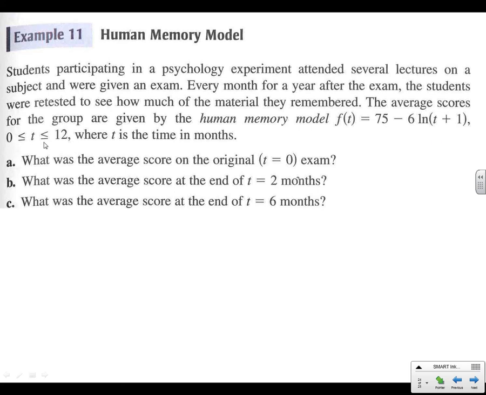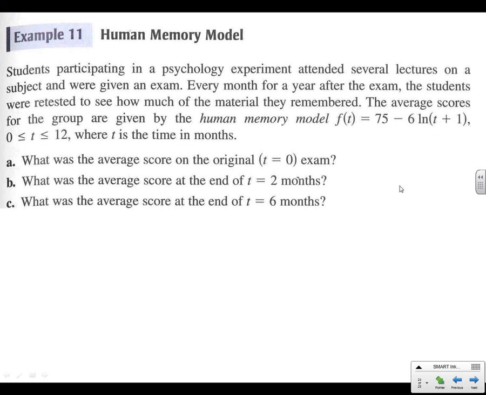0 is less than t is less than or equal to 12, right? Because we're testing for a year in months. What was the average score on the original t equals 0 exam? All right, so natural log of 1 is going to be 0, so we're going to start at 75. Okay, and then we can plug in 2 and 6 to figure out our scores as they go down. All right, so we're just plugging in numbers into t.